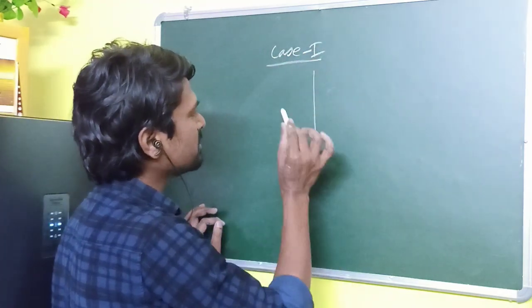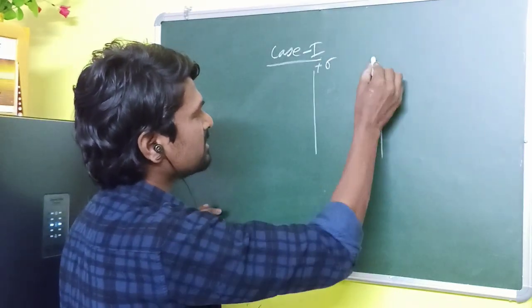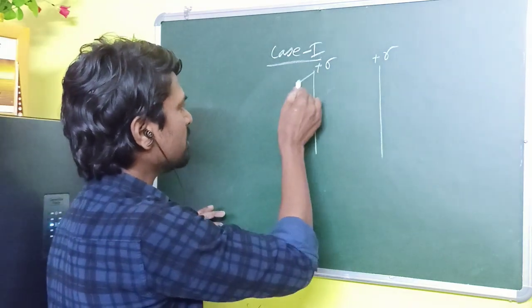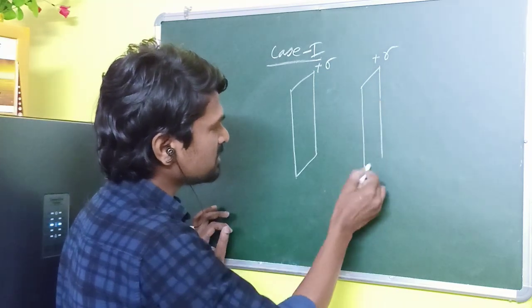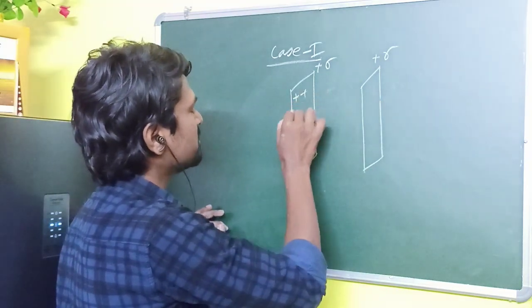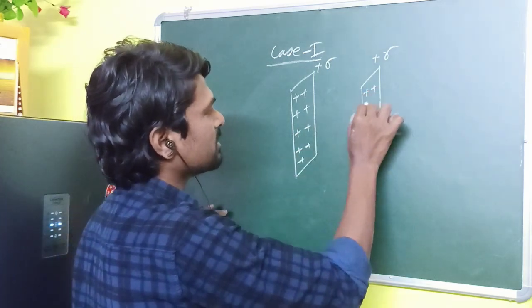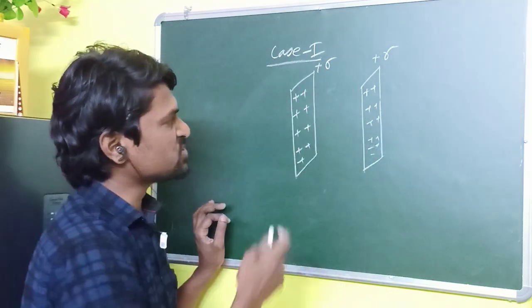Suppose there is a sheet with charge distribution plus sigma, and there is another sheet with the same charge distribution. You can modify it like that one. So this is a sheet of charge, here it is plus sigma, and this is also a sheet that contains the same charge distribution. Plus sigma means same charge distribution.